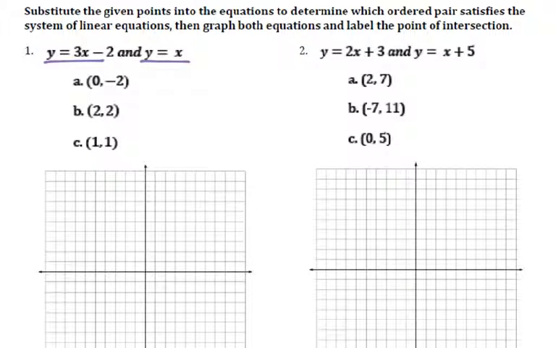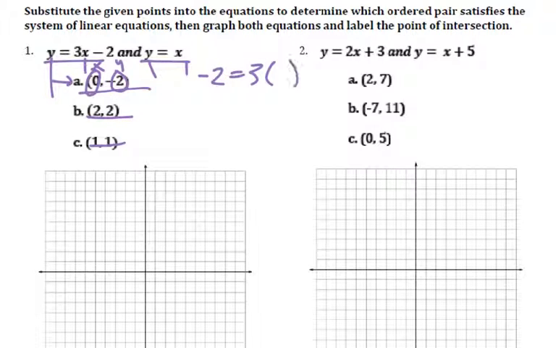So what does that mean? That means that we plug in these points to the y and x values of each equation to see if it holds true. So remember, the first is always the x value, the second is always the y. So in my first equation, with part A, for y, I substitute negative 2. Then I substitute 0 in for x.